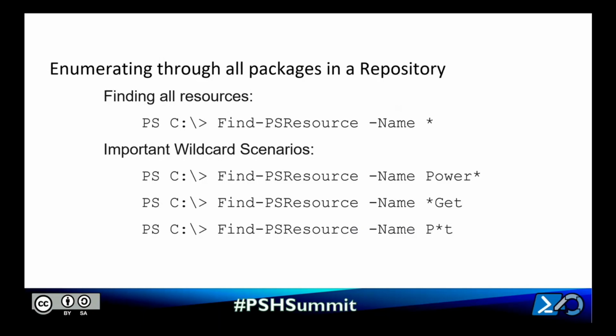But we actually also need to enumerate through all packages for any sort of wildcard use. For example, Find-PSResource -Name Power*, or *Get, or P*t. And the legacy way of doing this typically depended on sorting the OData package entity by timestamp and then paging across the massive results using the skip and top parameters.